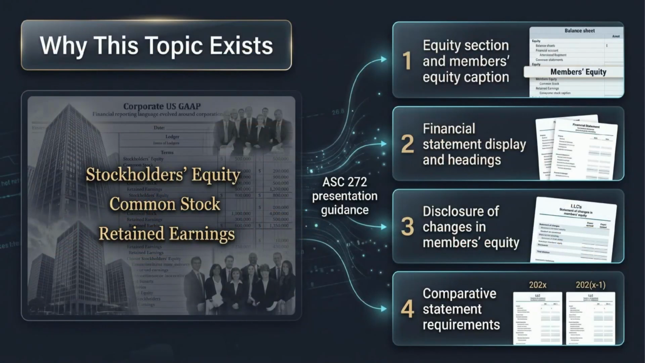ASC 272 exists because traditional US GAAP reporting language was built mostly around corporations. Many financial statement templates talk about shareholders, common stock, additional paid in capital, and retained earnings. But a limited liability company does not have shareholders in the corporate sense, it has members. So the standard helps the financial statement speak the correct language for the legal form of the entity. Small topic, but very visible when someone reads the balance sheet.